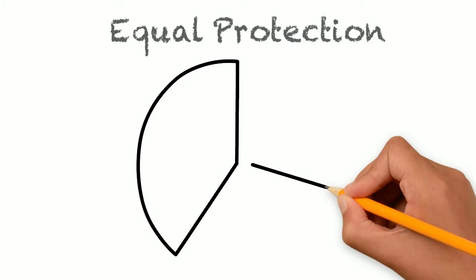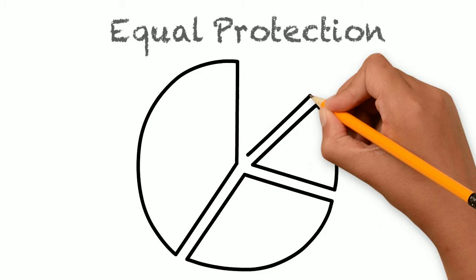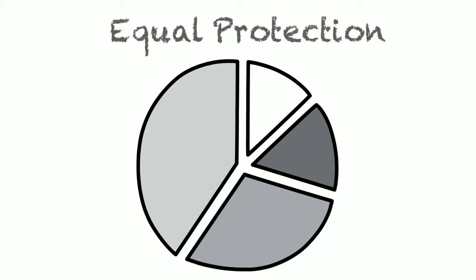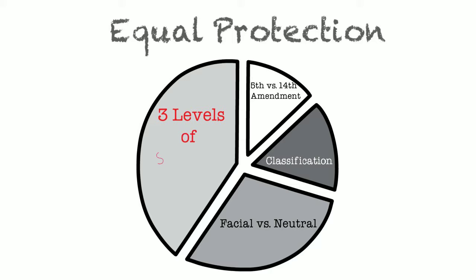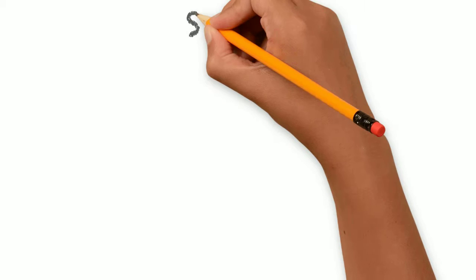Here's part 2 of equal protection. Like we talked about before, equal protection has 4 parts. Once you've analyzed which amendment to apply, what class of people is alleging the discrimination, and third, whether the discrimination is facial or neutral, then it's time for step 4. This step is where we determine whether the state or federal law satisfies any of the 3 levels of scrutiny.